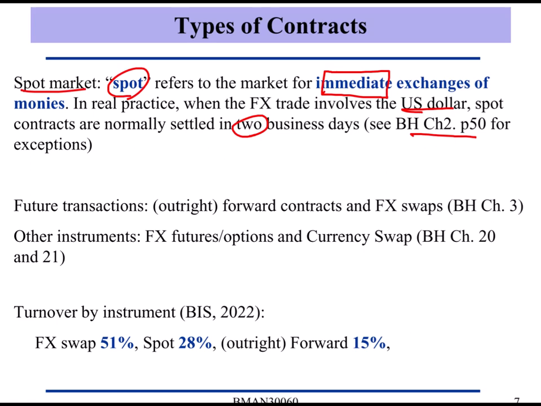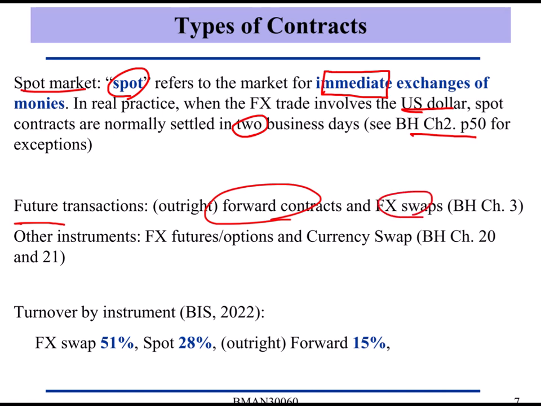We also have future transactions. Here, future transaction means you are making a contract today, but the actual exchange of money will happen in the future. We're going to talk about 2 different forms of contracts. First one is the outright forward contracts, and next one is the FX swaps.